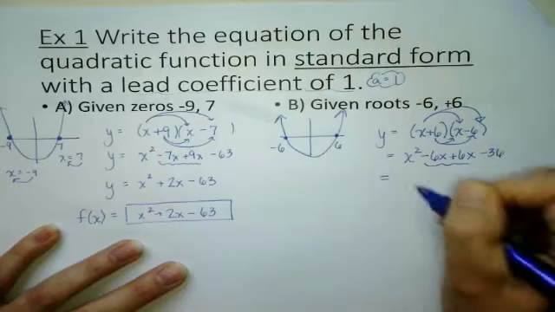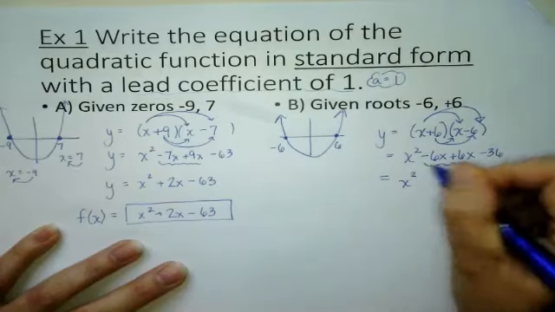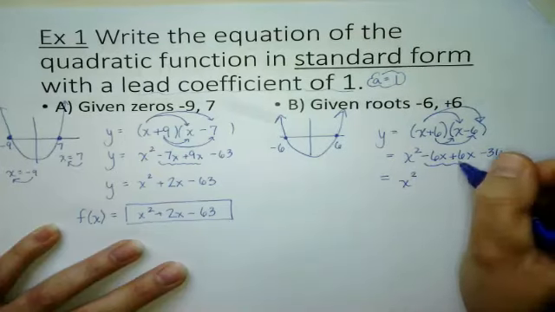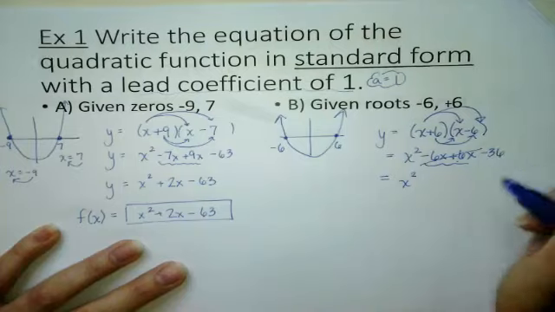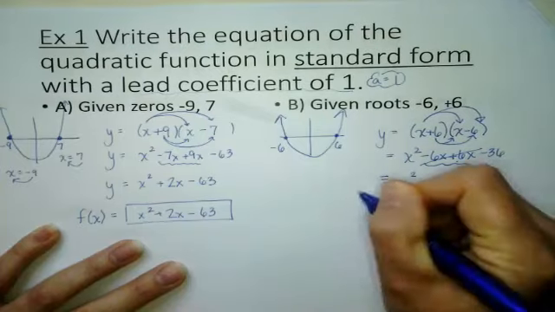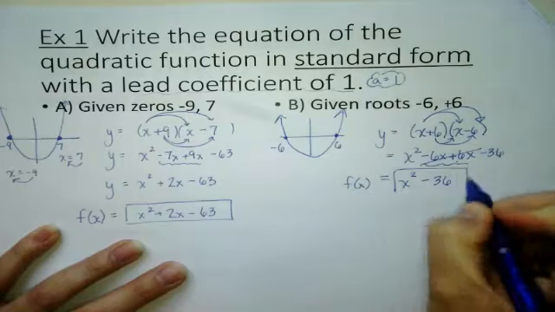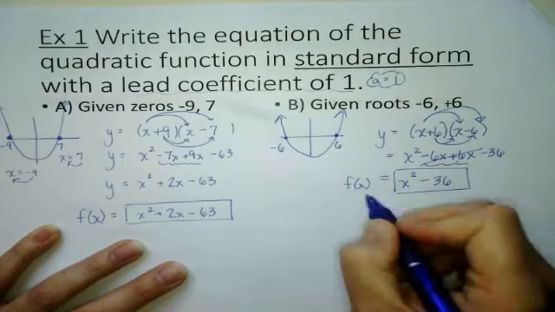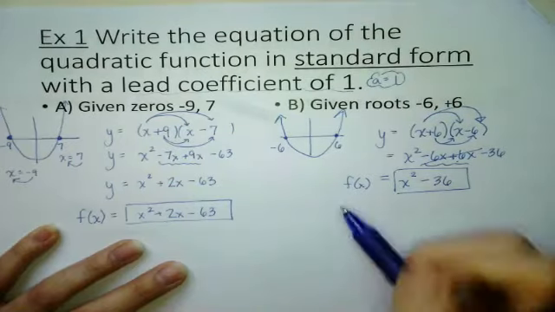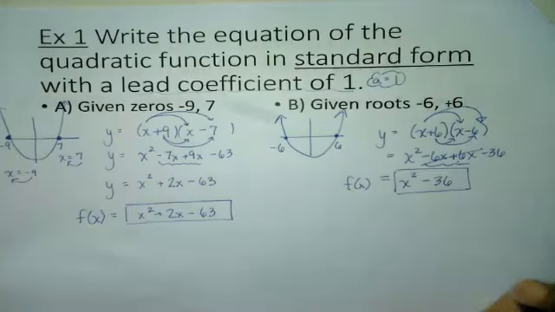Can combine like terms. X squared, -6x and positive 6x is 0. That goes away. That's nice. I'm going to get minus 36. And so that's y equals x squared minus 36, or f of x equals the same thing. It's just fancy notation.